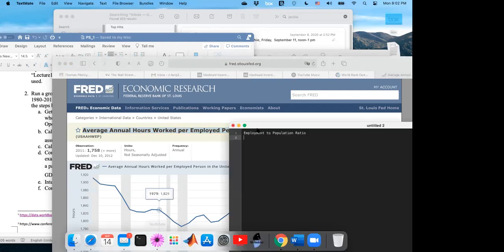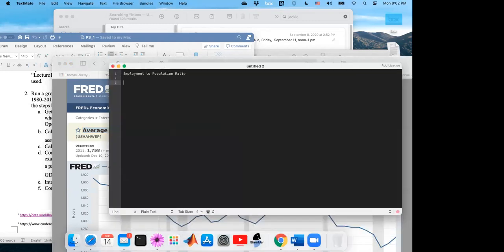All right, now let me just go to my notepad. How are we going to make sense of these two numbers? The employment to population ratio is equal to what? Anyone know? This is the number of employed persons divided by the population, right?